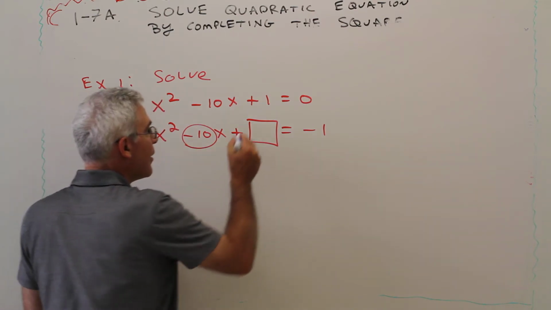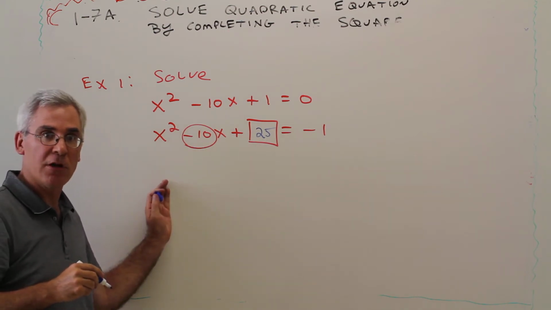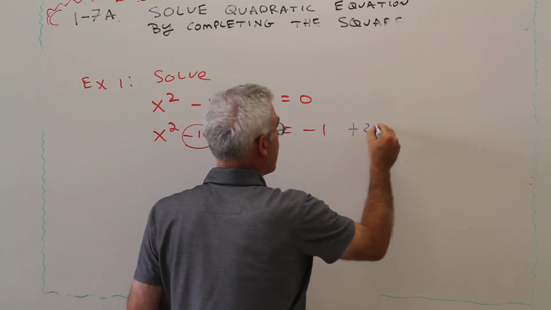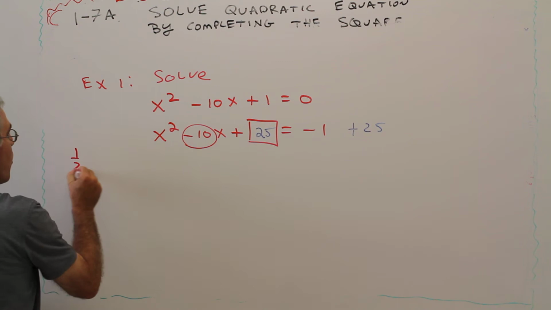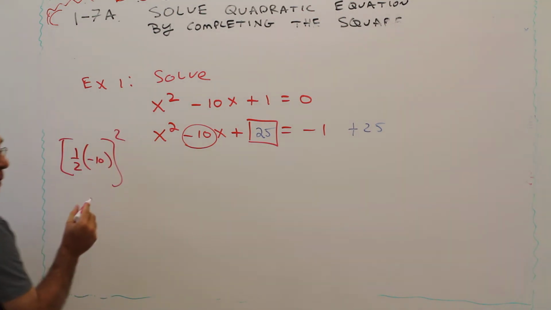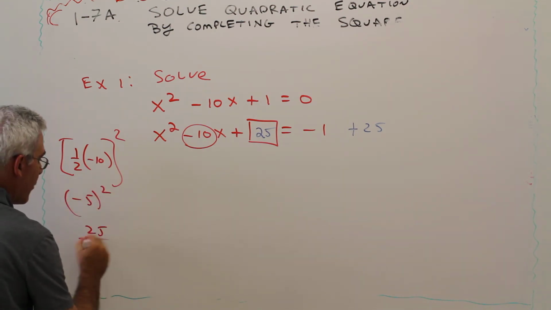So I'm going to add a 25 to the left side of the equation, and I'll have to add 25 to the right side of the equation. And again, just to show you my work there, 1/2 times negative 10 squared, that was negative 5 squared, and that was 25.